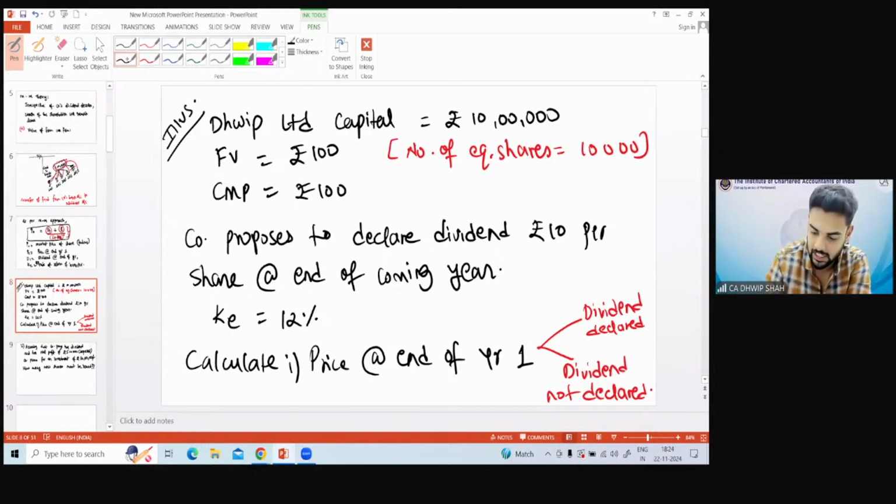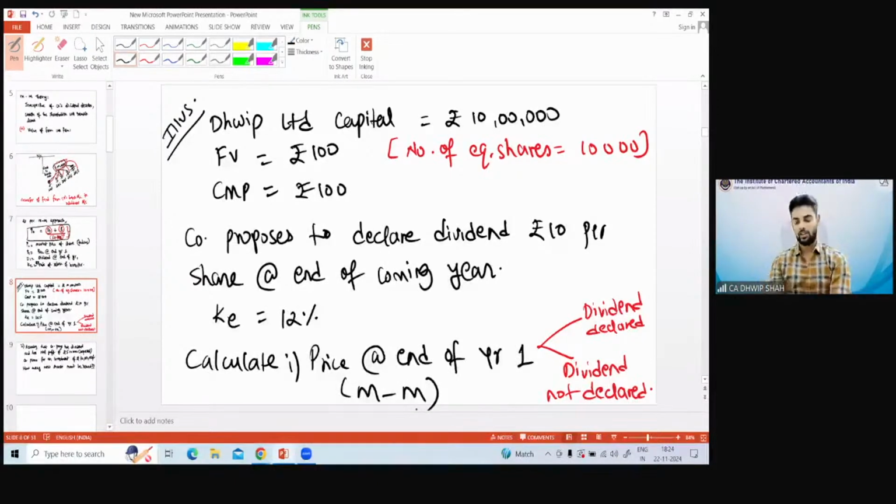Since we are discussing MM, use MM theory of discount of dividend. Calculate price if dividends are declared. That means if rupees 10 is declared. Also calculate the price if dividend is not declared. Means this 10 is not declared. It was proposed, but shareholders disagreed. So dividend cannot be declared in that case. So we have to calculate price.